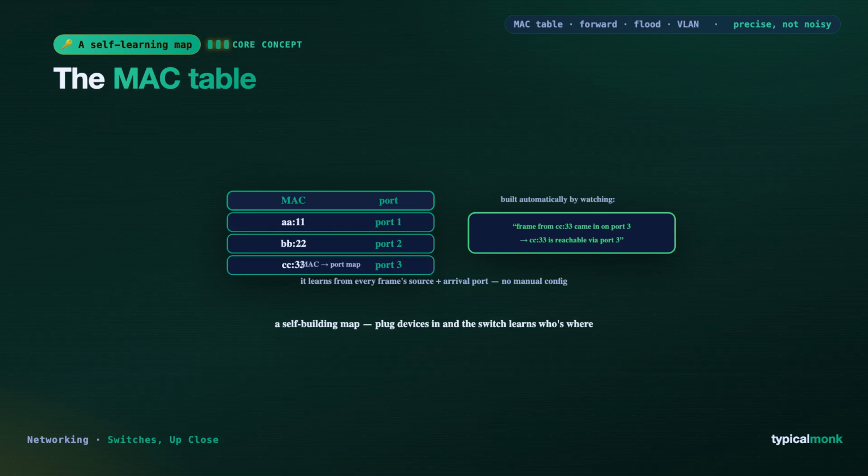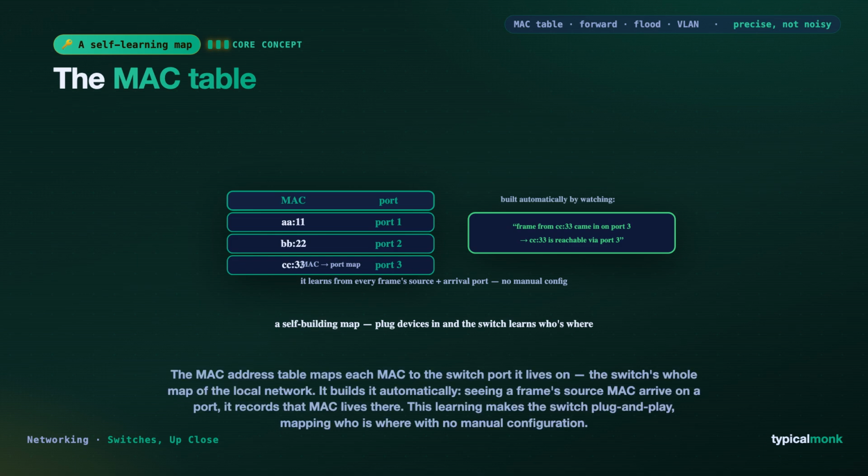This is called learning, and it is what makes a switch plug and play. You do not configure the table by hand. You just plug devices in, and as they start sending traffic, the switch quietly maps out who's where. Within moments of activity, it knows the whole local layout. That automatic, self-building map is the heart of a switch's intelligence.